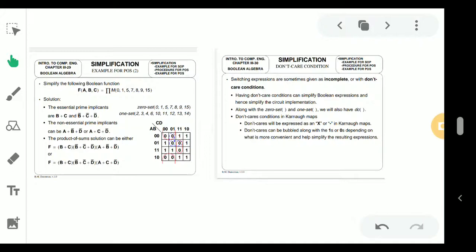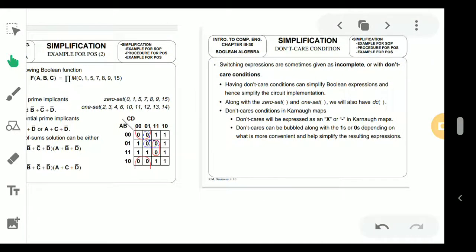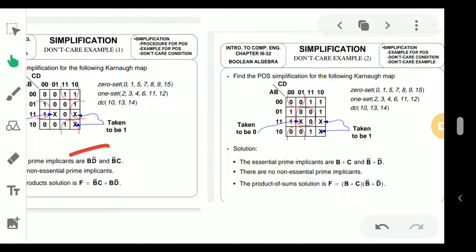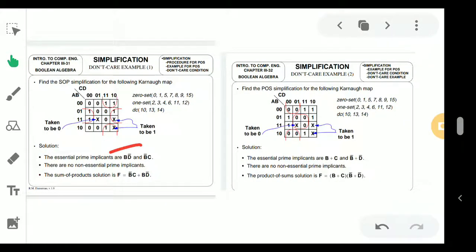There is one more problem. They can give you one more condition, which is known as a don't care condition. Having a don't care condition can simplify the Boolean expression, and hence simplify the circuit implementation. Okay, so there can be a don't care expression also. They will write this one.